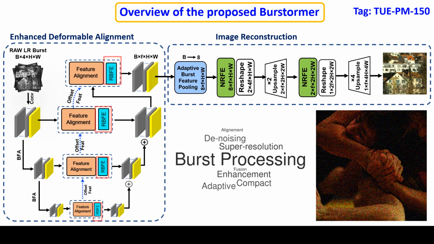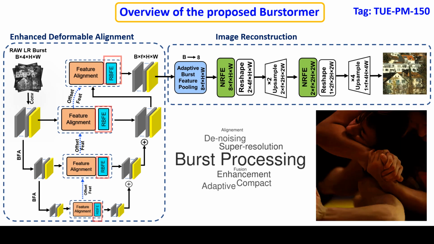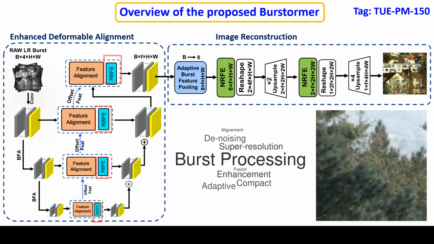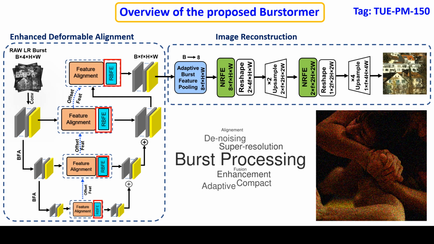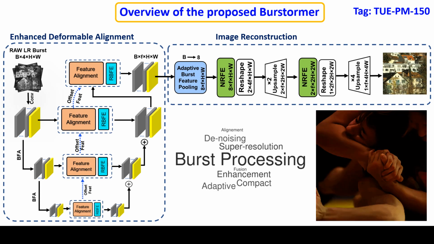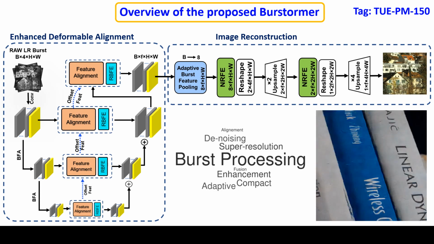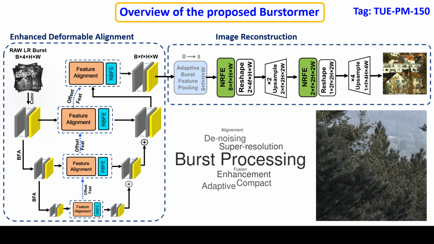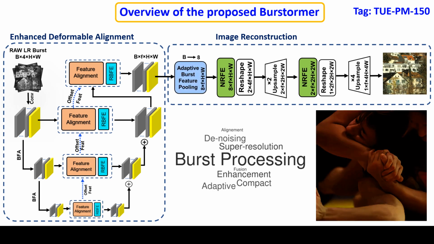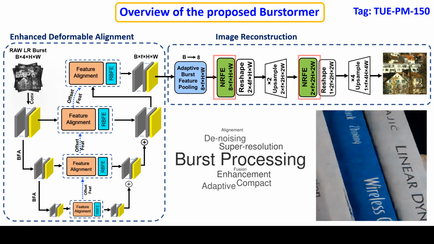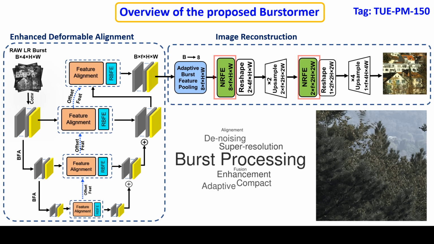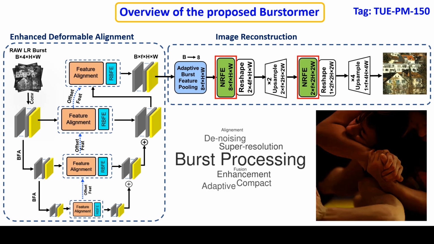It further employs the burst feature fusion unit for merging features by using the back projection and squeeze excitation mechanisms. The aligned burst of features are then passed to the image reconstruction stage. Here, the adaptive burst pooling module transforms the input burst size to constant 8 frames through an average pooling. Finally, no-reference feature enrichment module progressively aggregates and upsamples the burst features to generate the final high-quality image.